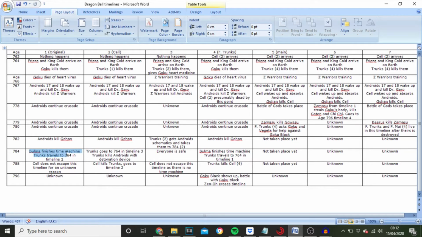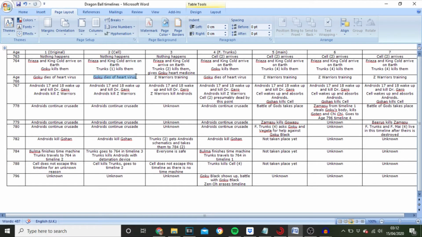Bulma finishes the time machine in age 784. Trunks travels to age 764 in timeline 2, and that's where we're going to leave this timeline for now, because Trunks has moved back in time, so this is all happening before the rest of the stuff in this table. So in timeline 2, again, nothing happens in age 763, as with every timeline. Frieza and King Cold arrive on Earth. However, this time, Trunks from the original timeline is the one who kills them.